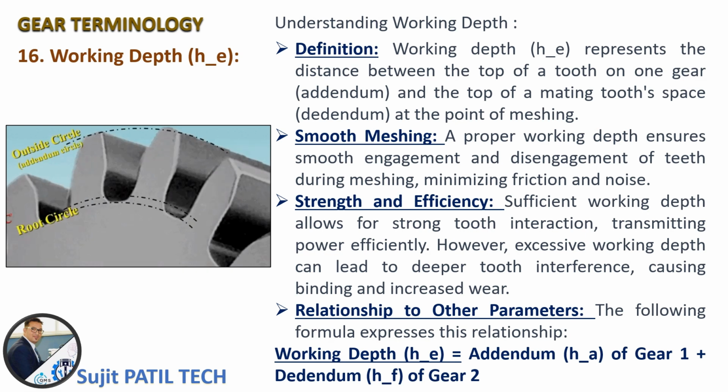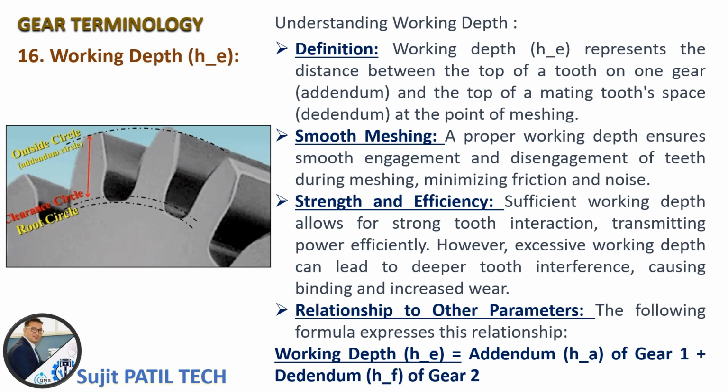Understanding working depth. Definition: working depth, H_E, represents the distance between the top of a tooth on one gear, addendum, and the top of a mating tooth's space, dedendum, at the point of meshing.